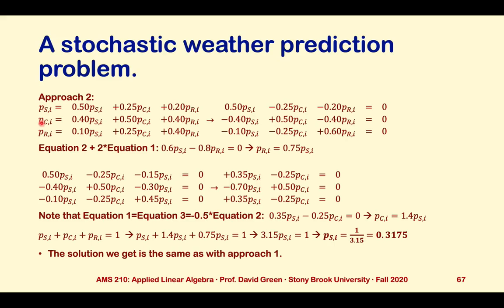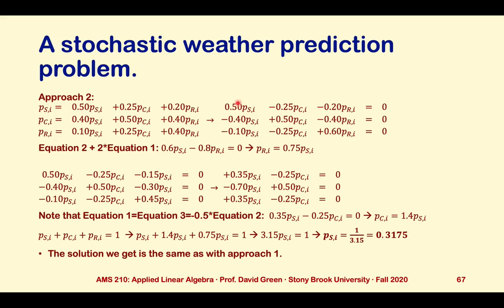I then can move this part of the problem over to the other side, basically subtracting all of these terms from the left-hand side, leaving 0 on the right-hand side. And this gives a system of equations.